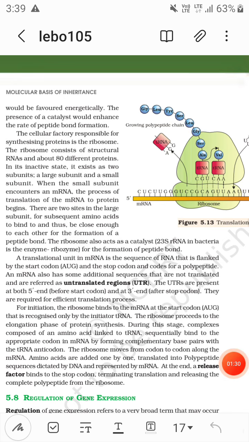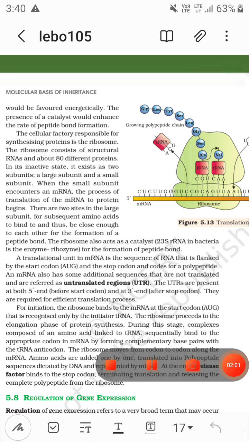And there are two sites in the large subunit so that the subsequent amino acids bind and they make the formation of peptide bond between them. Now another thing about ribosomes, they also act as a catalyst, that is 23S, a part of RNA which the ribosome is made up of. The 23S RNA in a bacteria is the enzyme, that is ribozyme, for the formation of peptide bond. So this was it.